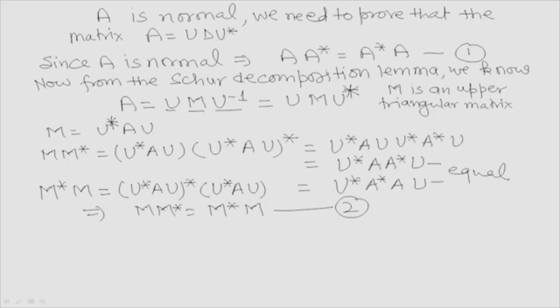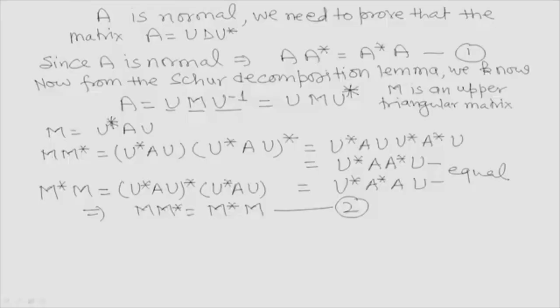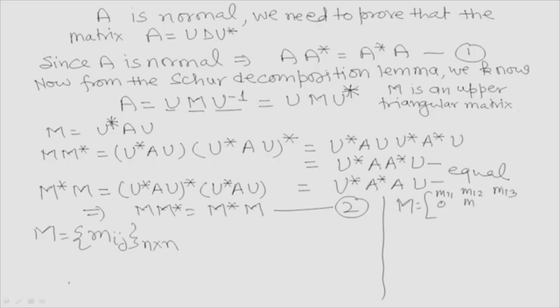Now, the point is we need to prove that A is unitarily similar to a diagonal matrix. Here we have seen that A is unitarily similar to an upper triangular matrix, and this upper triangular matrix is M. So the only thing we need to prove is that this upper triangular matrix is a diagonal matrix. So we need to prove that M is a diagonal matrix. Now, let M be an upper triangular matrix. If it is a 3 by 3 matrix, I take M as M 1 1, M 1 2, M 1 3, 0, M 2 2, M 2 3, 0, 0, M 3 3.